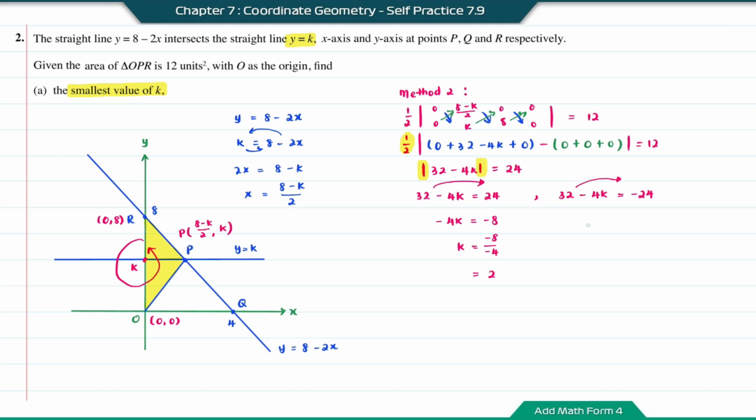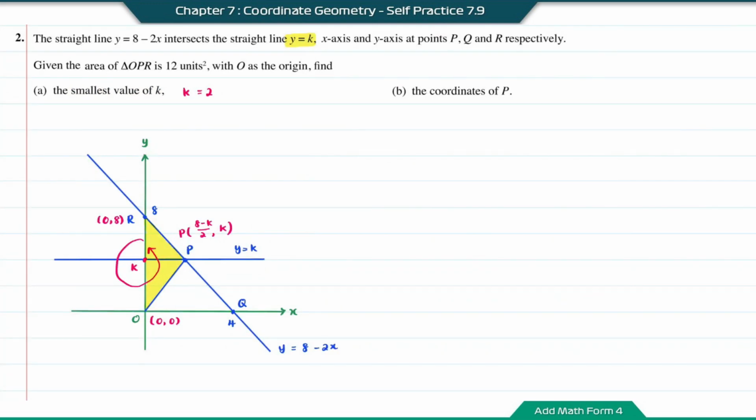And the other one will be negative 4k equal to negative 24 minus 32. This is equal to negative 56. So k is equal to negative 56 divided by negative 4, which is equal to positive 14. So here the smallest value of k will be equal to 2.